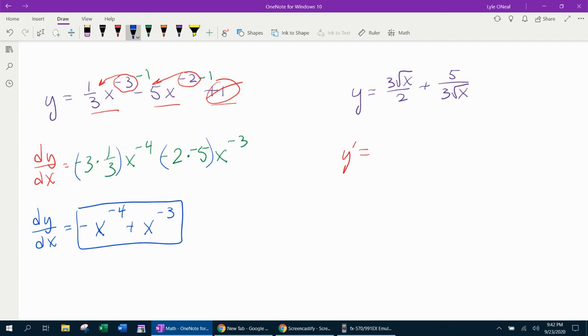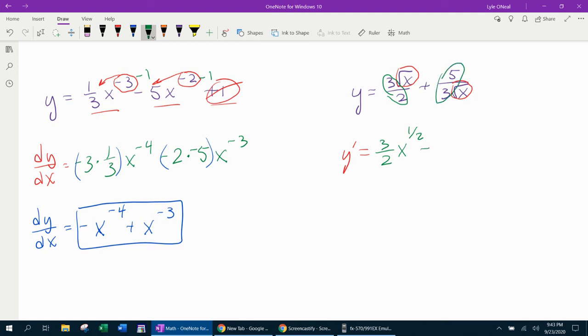The first thing I'm going to want to do in the other example over here is I want to get rid of the radical symbols and instead write those variables with rational exponents. All right, so here we go. 3 over 2, we're going to express that as an improper fraction. And since the x is in the numerator, that's going to be x to the positive half.